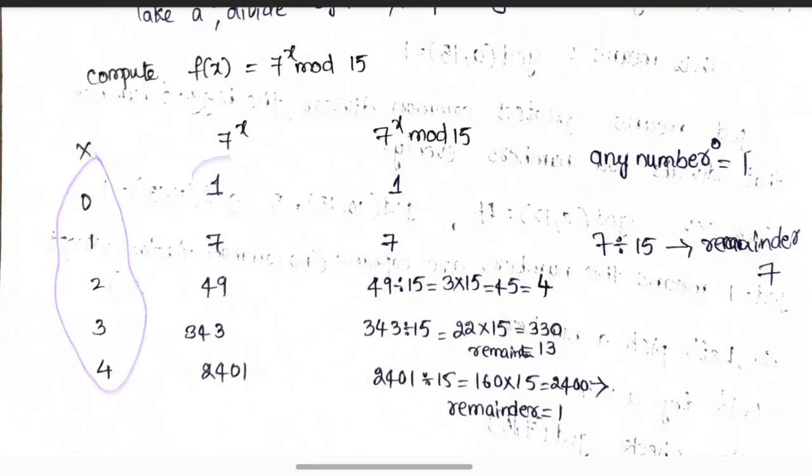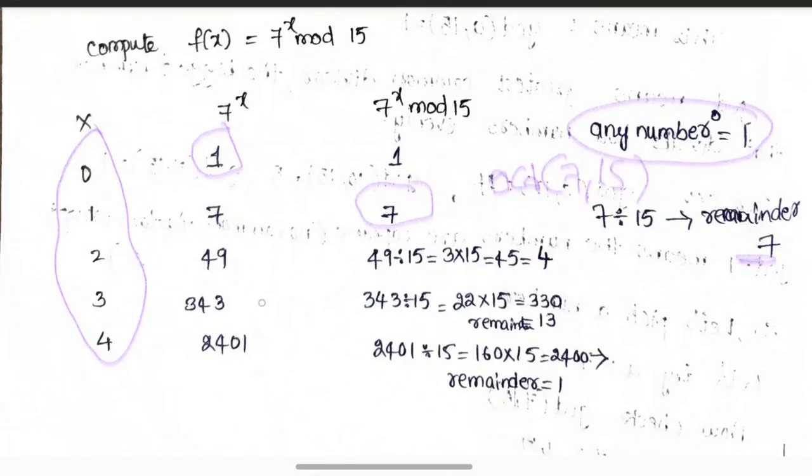If I take 0, so 7 power 0, any power 0 is nothing but 1. If it is 7 power 1, it is 7. So 7 divided by 15, GCD of 7 comma 15, you will end up getting 7.